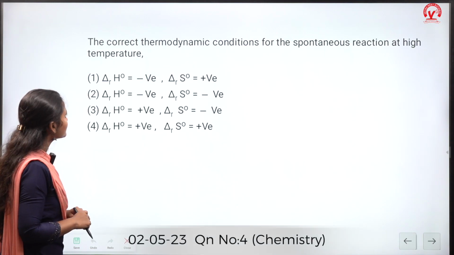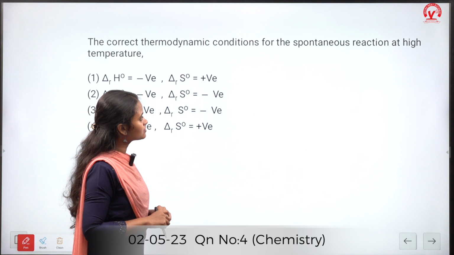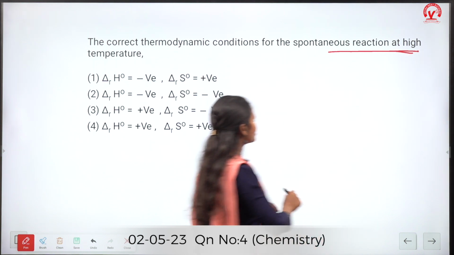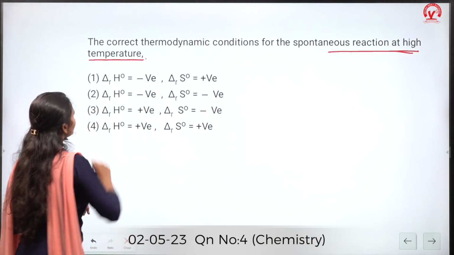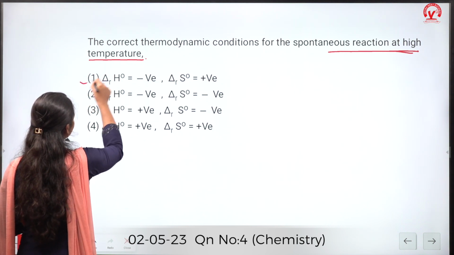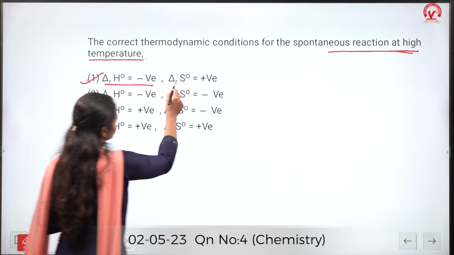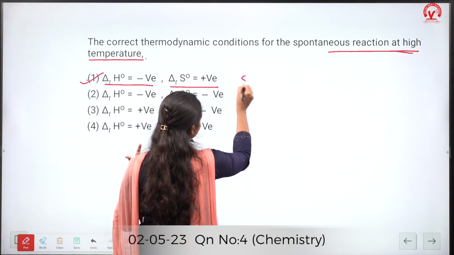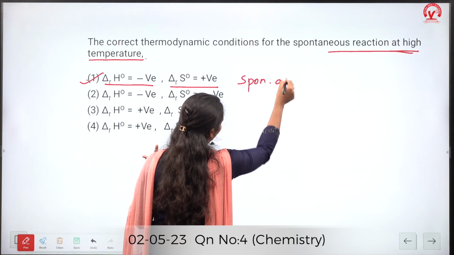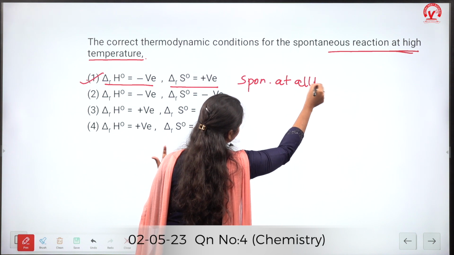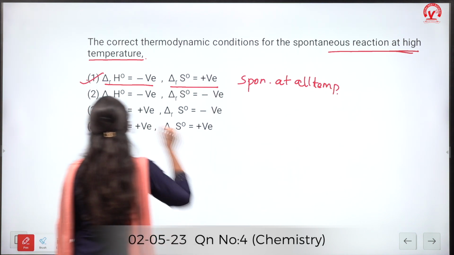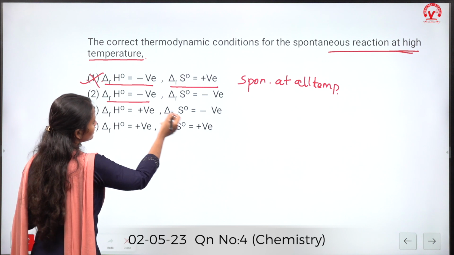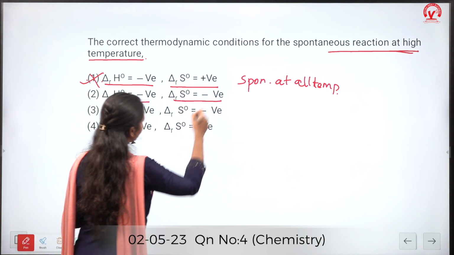The correct thermodynamic conditions for a spontaneous reaction at high temperature. They are asking about a spontaneous reaction at high temperature. In option 1, here they are giving del H negative and del S positive. This condition is spontaneous at all temperatures, not only high temperature. So this is wrong. In option 2, here del H is negative and del S is negative.